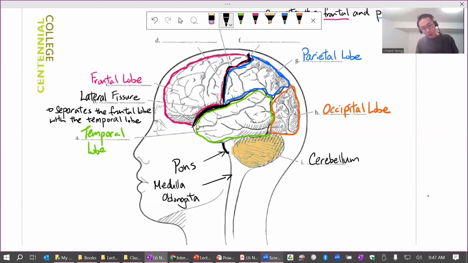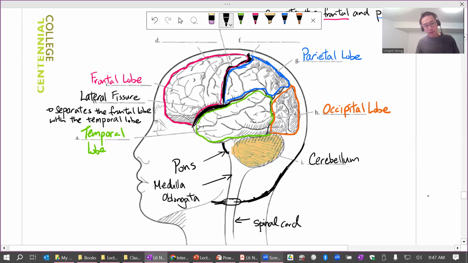So there's going to be the base of your skull. You don't have to draw this necessarily, but there is a hole at the bottom of your skull. That's where the brain is going to come out. That's where the medulla oblongata is going to come out, and then it's going to become the spinal cord. So this is the skull, the base of the skull.